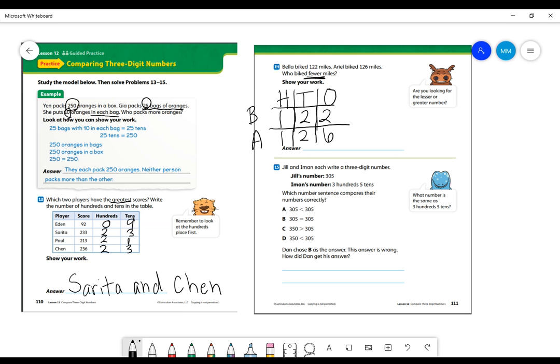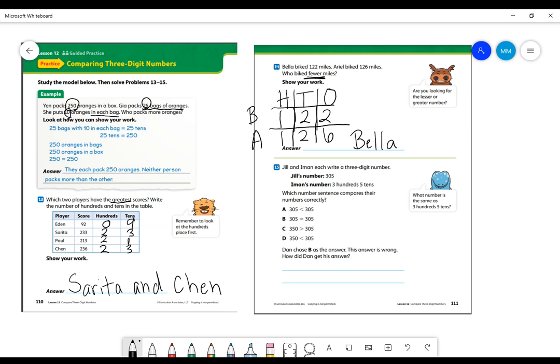Which number is the lesser number? 6 ones or 2 ones? 2 is less than 6. So who biked fewer miles, Bella or Ariel? Bella. So we will write Bella's name. Bella biked fewer miles than Ariel.